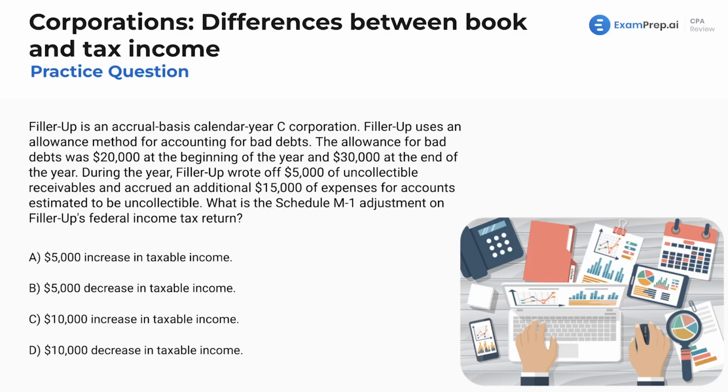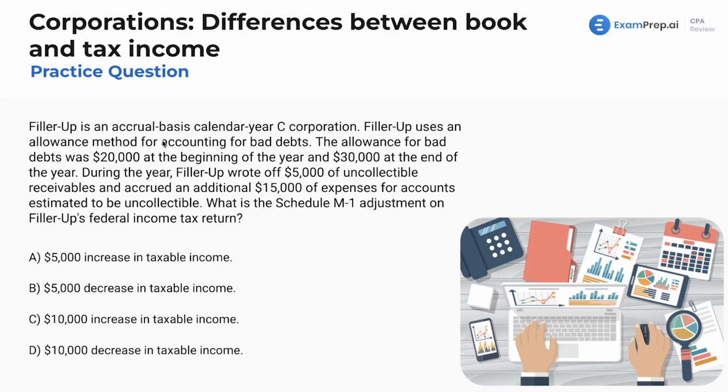Diving into our multiple choice questions here, let's read our question first. What is the Schedule M1 adjustment on Filler Up's federal income tax return? We're likely going to see permanent or temporary differences. Let's see what the difference between taxable and book income is.